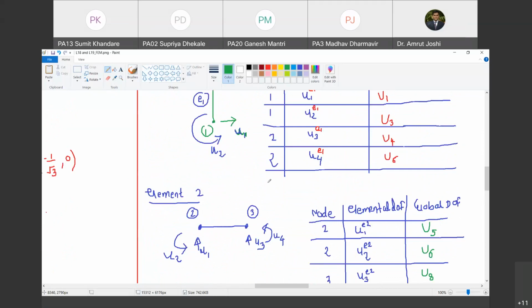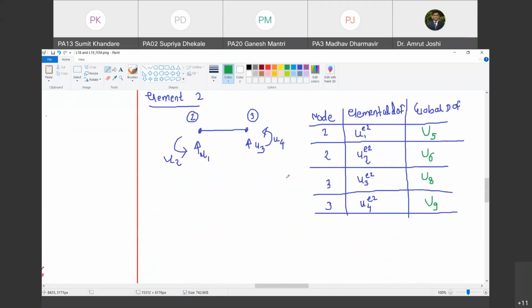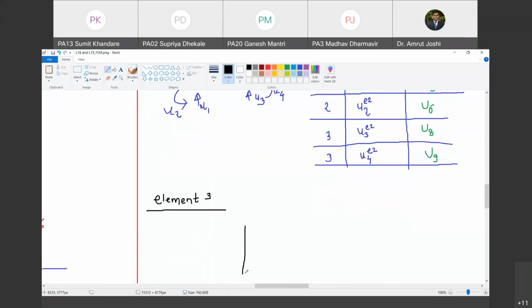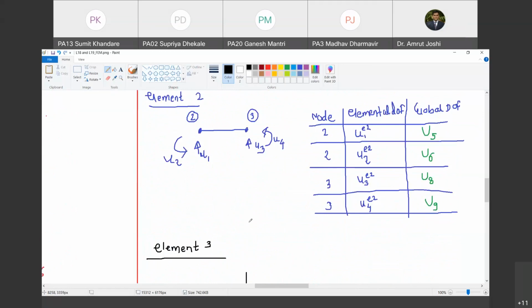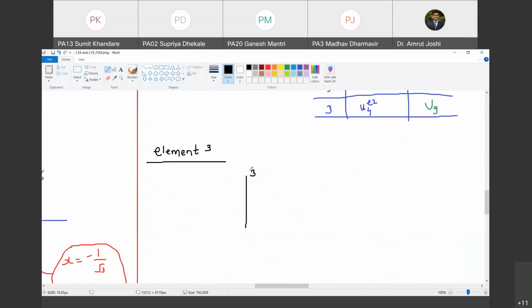So U1, U3, U4, U6, U5, U6, U8 and U9. This is the mapping. Happy? Yes, sir. Okay, now let us go to element number 3. What is element number 3? Tell me. The connectivity is from 3 to 4. Are you with me? Yes, sir.